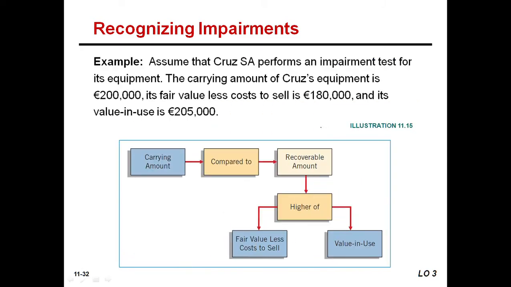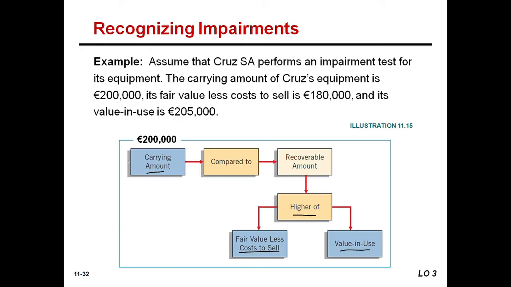So let's illustrate that here. Let's say Scruz SA performs an impairment test for its equipment. Let's say the carrying amount is 200,000 euros, the fair value less cost to sell is 180,000, and the value in use is 205,000. So these are the amounts in each of these blue columns. Carrying amount 200,000, fair value minus the cost to sell 180,000, and 205,000 for value in use, right? So how would you calculate? The first thing you need to do is take the higher of these two amounts and then use that higher amount to compare with the carrying amount, right?